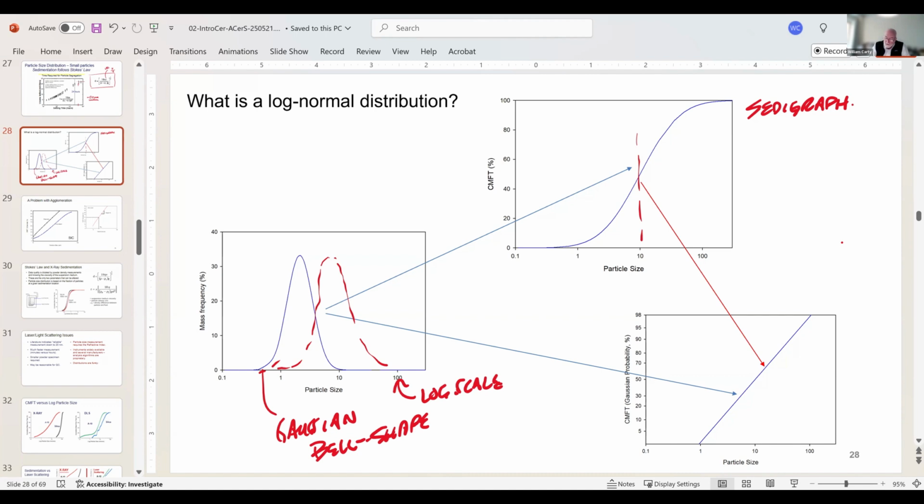This is our cumulative mass finer than. So you see cumulative mass finer than comes also from the sieves. So you're going to measure what's on the sieve. How much is on the sieve? Oh, okay, I've got 80% on the sieve. That means that 20% of my material is going to be finer than that. Okay, so that's my cumulative mass finer than.